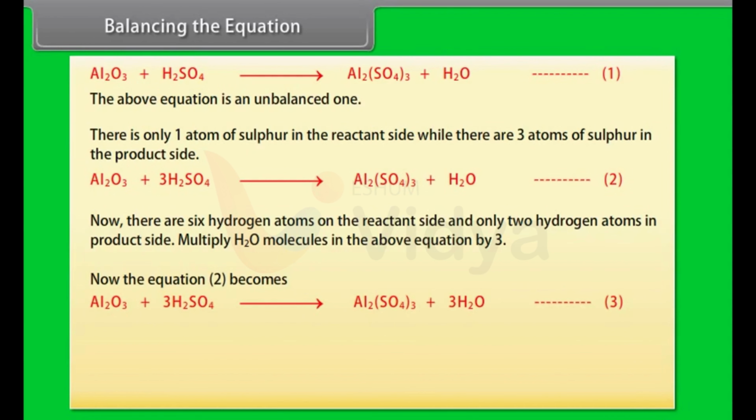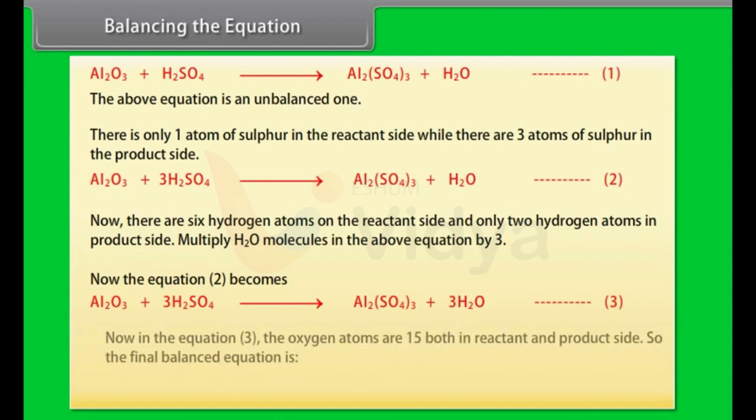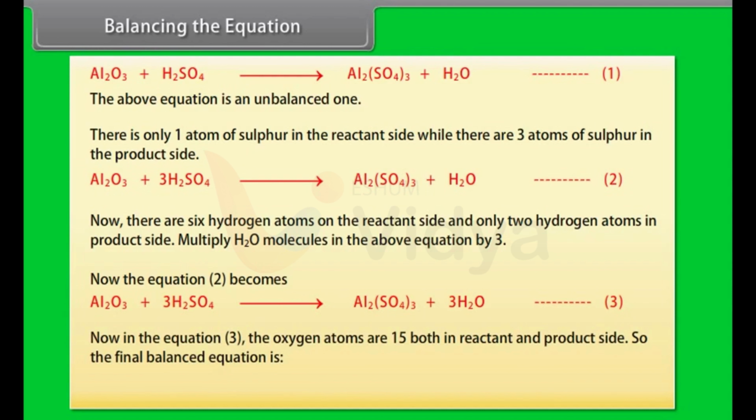Al2O3 plus 3H2SO4 gives Al2(SO4)3 plus 3H2O, which is equation 3. Now in equation 3, the oxygen atoms are 15 both in reactant and product side. So the final balanced equation is Al2O3 plus 3H2SO4 gives Al2(SO4)3 plus 3H2O.